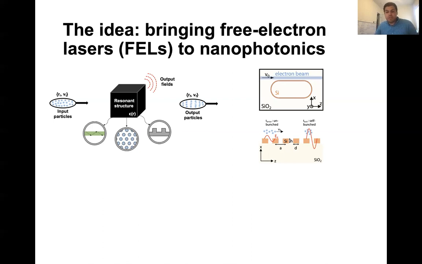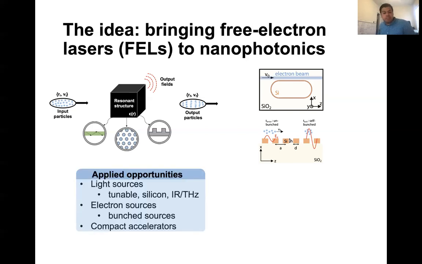In fact, one of the key claims is that the combined quality factors and mode volumes achievable in some of these systems allow the so-called threshold current, which is the beam current needed to get net gain, to be very low, on the order of nanoamperes, which can in principle be implemented in electron microscopes, such as scanning or transmission electron microscopes, provided that the electron can interact with the system for long enough. And that's exciting to me because it opens up a lot of potential applied opportunities for light sources.